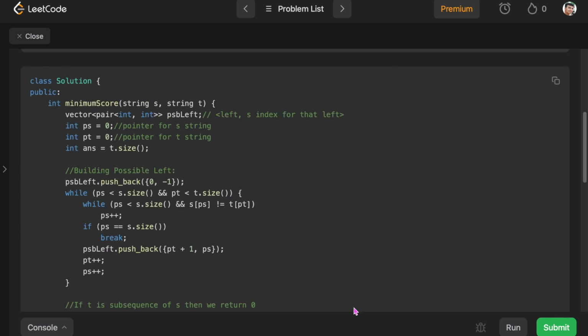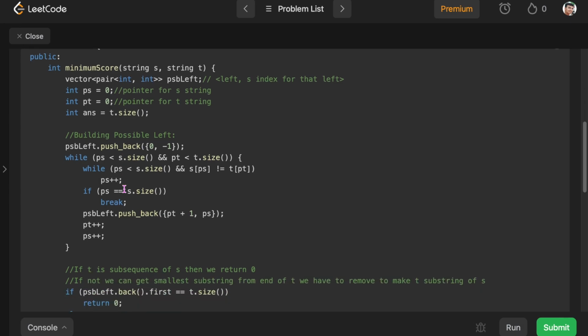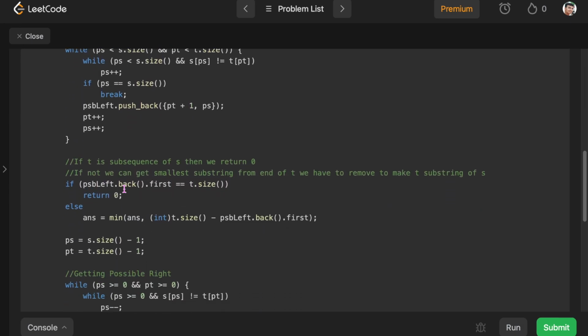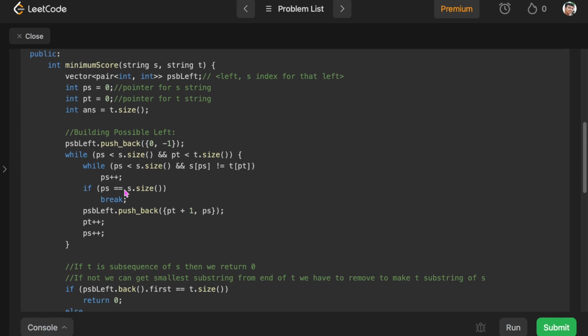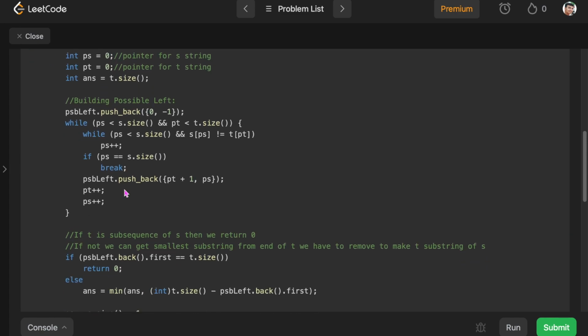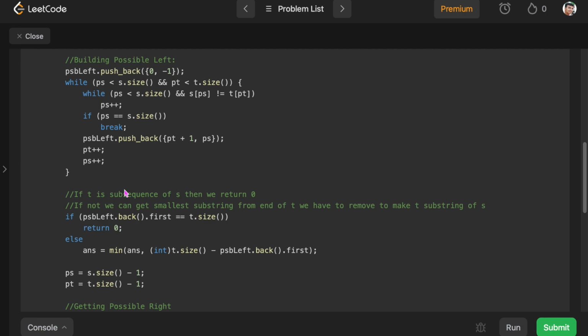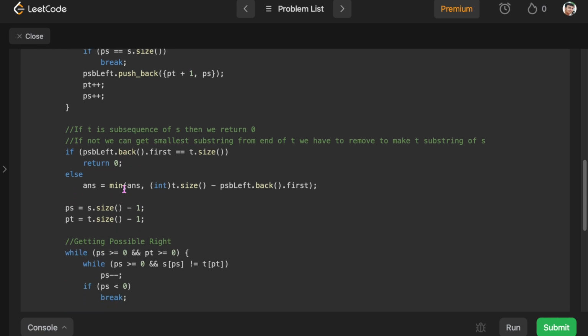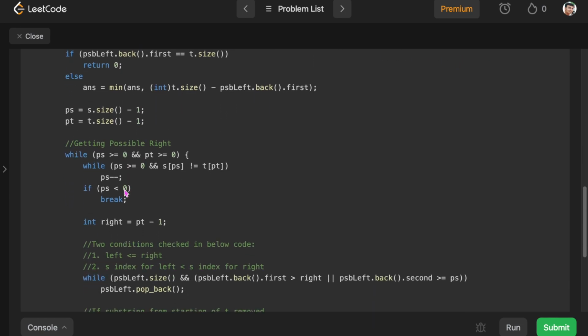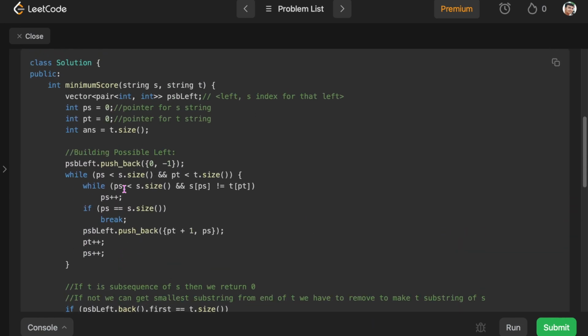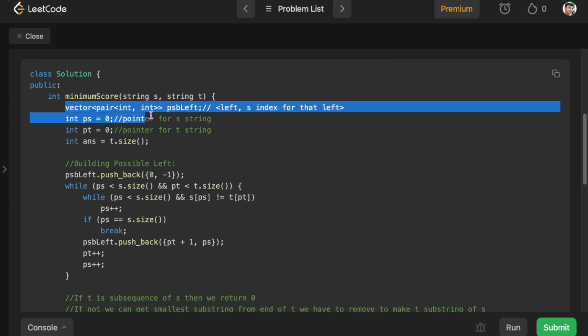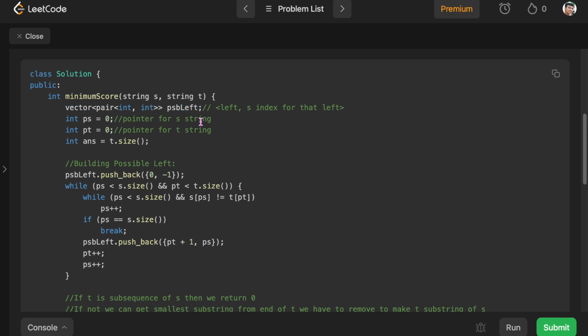So let's understand the time and space complexity of this solution. What we are doing in our code is we are just traversing the s and t arrays, and we are doing it twice, once for filling left and once for calculating the answer and finding right. So that's all linear operations. So the time complexity of this approach is big O of n. Talking about the space complexity, we are creating this vector of possible left. The max it can go is big O of n, that is the size of the array. So the space complexity of this approach is also big O of n.